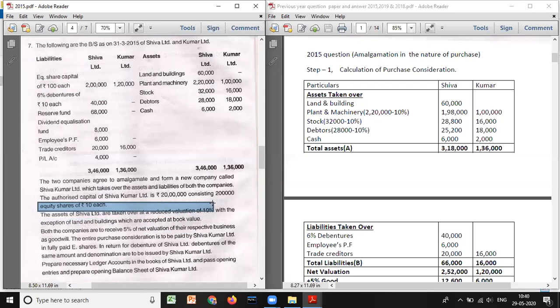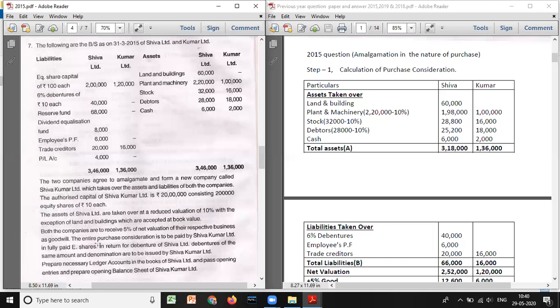The second one is calculation of purchase consideration. For calculation of PC, there are 3 methods: lump sum method, net asset method, net payment method. For the lump sum method, they should give the purchase consideration in the question itself. They have not given it. For the net payment method, they should give the mode of payment. Look here, they have given the mode of payment, but not the number of shares or amount. The entire purchase consideration is to be paid by Shivakumar Limited in fully paid equity shares.